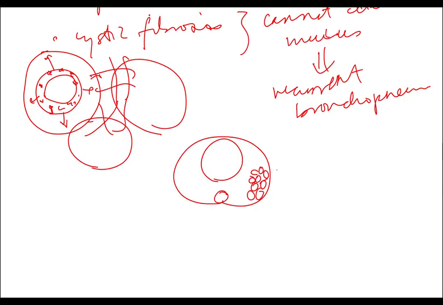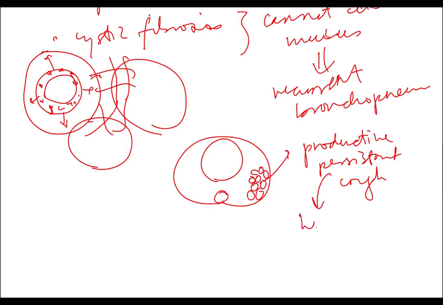And so what we're going to see in our patient from this is this productive, persistent cough. And the great danger is that we can erode with the inflammation. And when that inflammation erodes into a vessel, we can get varying degrees of hemoptysis, which can in fact be life-threatening.